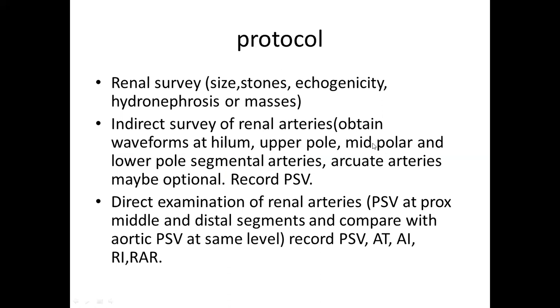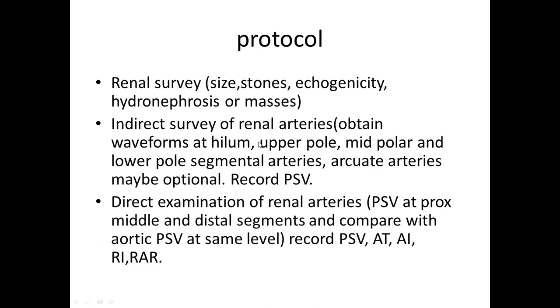Right, and we also obtain waveforms at the kidney hilum, the upper pole, mid pole, and lower pole using segmental arteries. So we are sampling segmental arteries in the hilum, upper pole, mid pole, and lower pole. We can also sample interlobar and arcuate arteries, but this may be optional and is usually done when there is a significant finding. So what we are recording there is our peak systolic velocity.